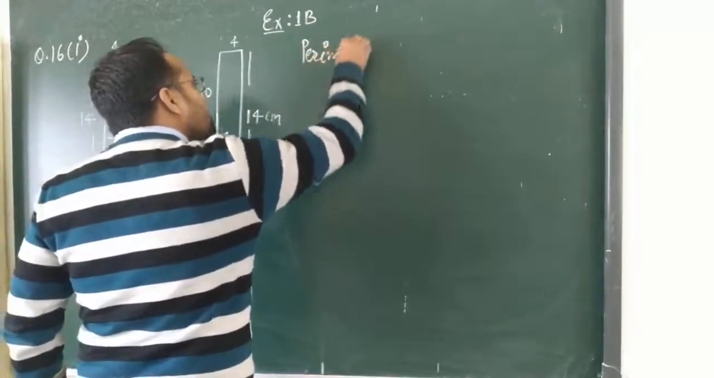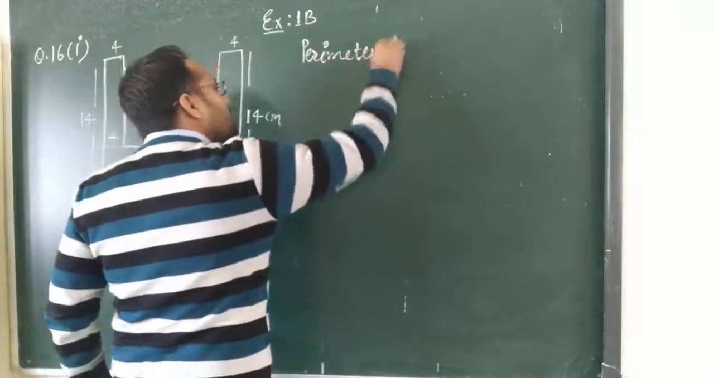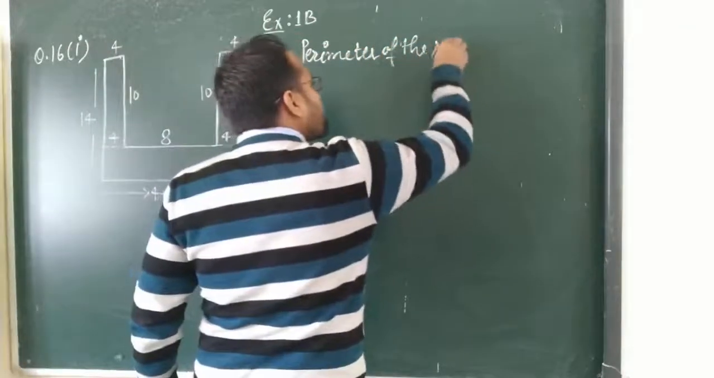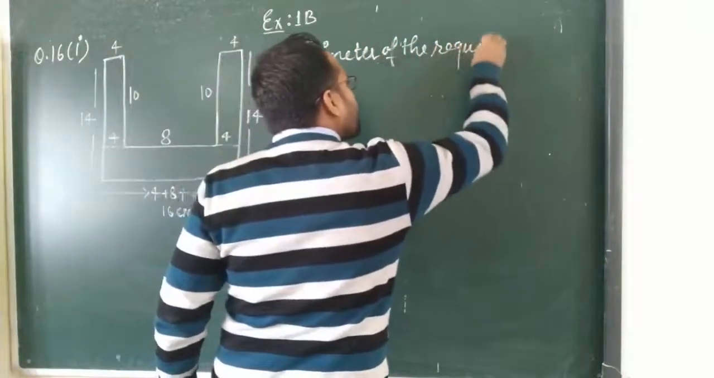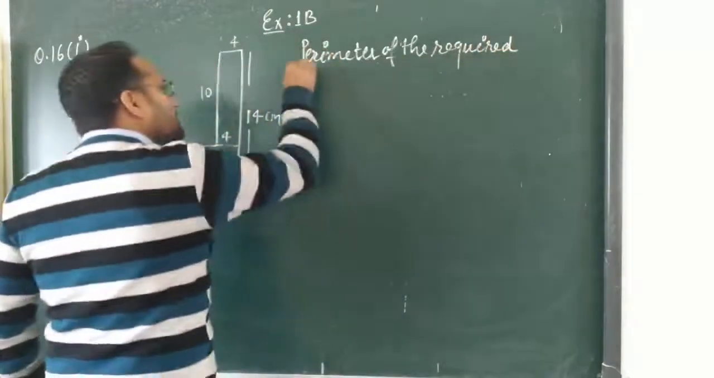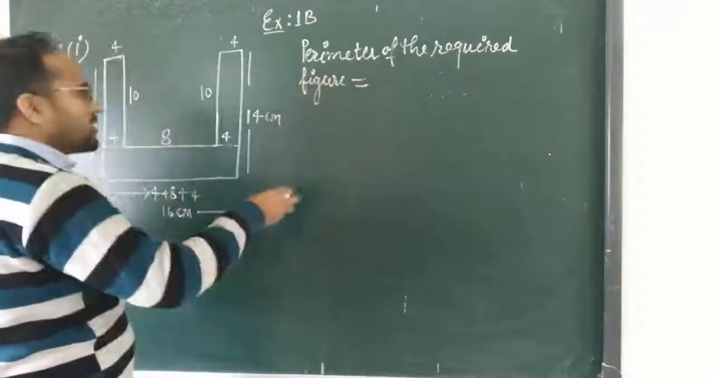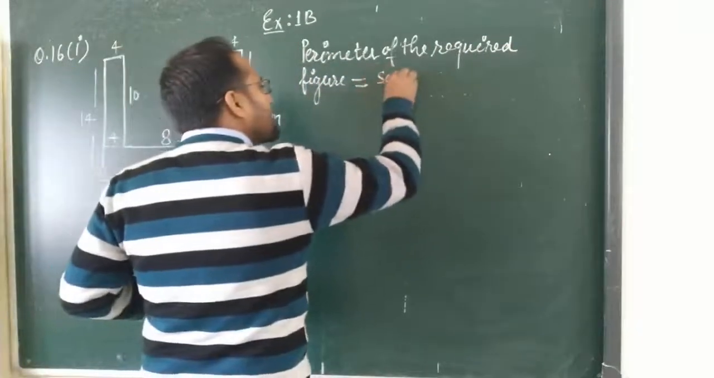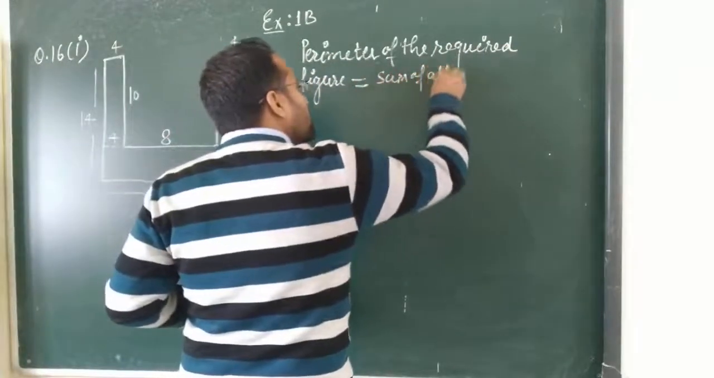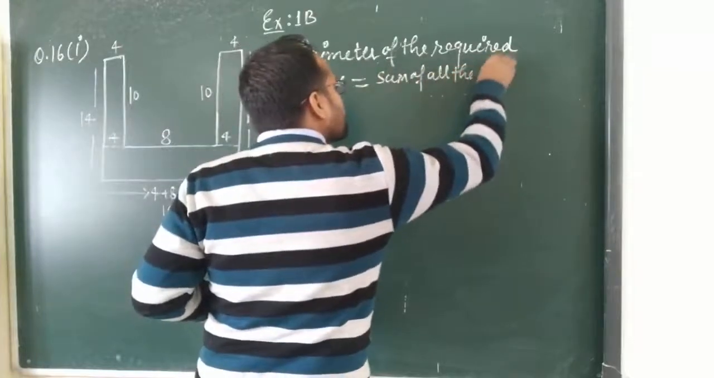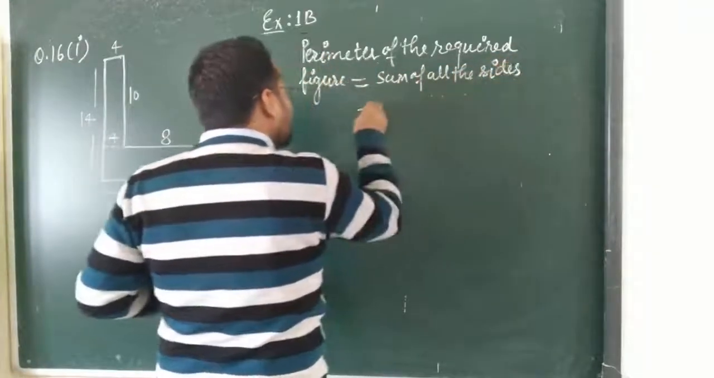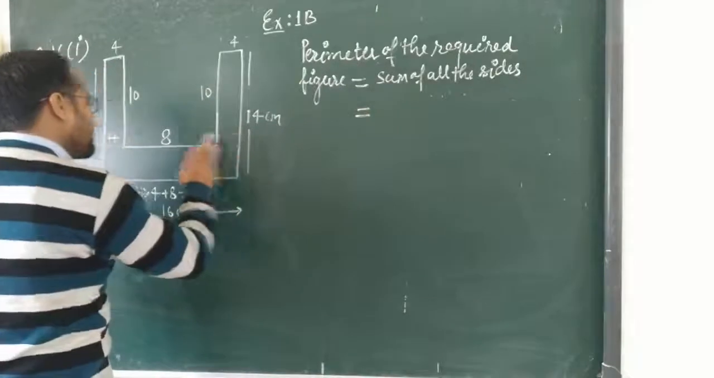Perimeter of the required figure is equal to the sum of all the sides. Okay, we have to find out the sum of all the sides.